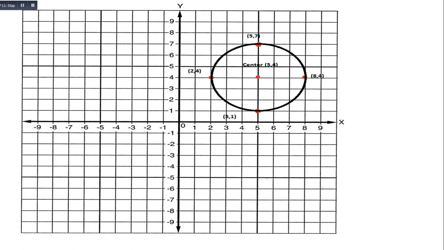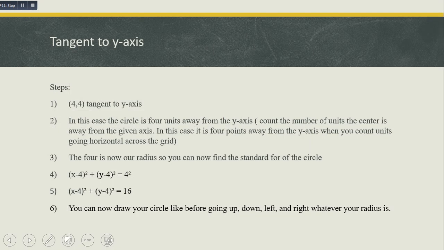This problem is a little bit different. In this example, your radius is not given to you directly. You have to find it. So in order to get your radius, which in this case will be 4, you count the number of units the center is away from the given axis, which in this example is y. What you do is you count going horizontal from your center, which is going straight across. So your radius is 4.